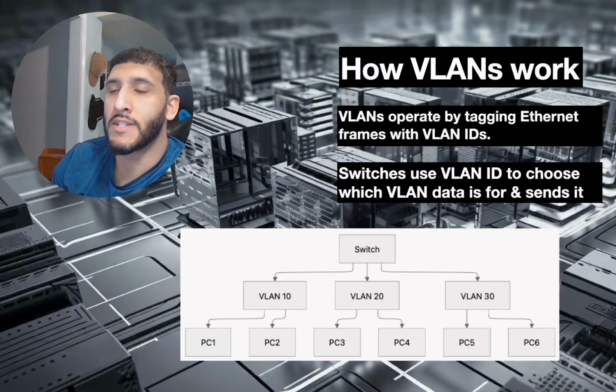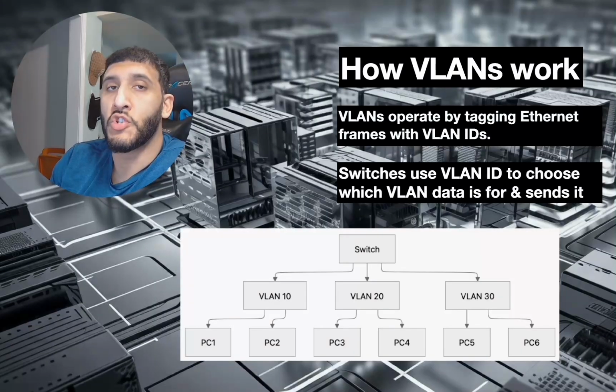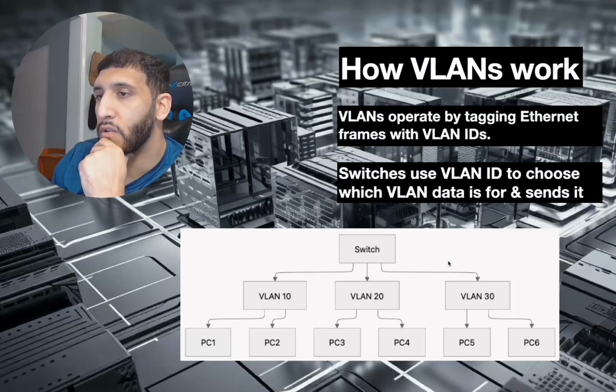So how VLANs work is that they tag Ethernet frames with VLAN IDs. And remember, frames are the type of data that's transferred at layer 2. So switches take these IDs, they determine which VLAN the data is for, and they send it. For example, in this diagram, you have one switch which manages 3 VLANs. Each VLAN has 2 PCs. Despite them all being connected to one switch, the devices in these different VLANs can't communicate unless they're routed.